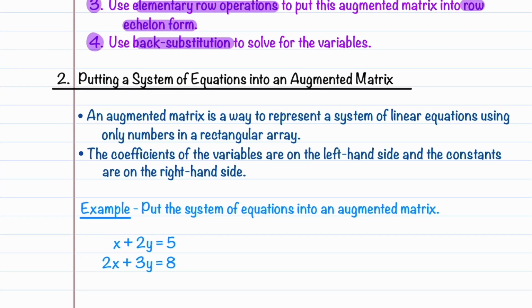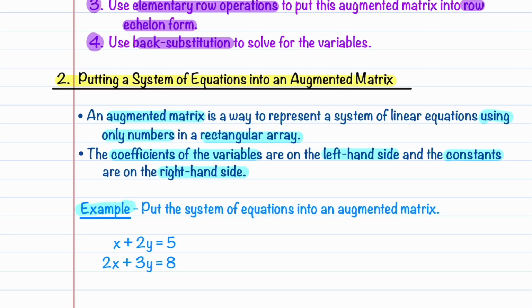We're first going to learn how to put a system of equations into an augmented matrix. An augmented matrix is just a way to represent a system of linear equations using only numbers in a rectangular array. With an augmented matrix, the coefficients of the variables are on the left-hand side, and then the constants are on the right-hand side. Let's look at an example so you can see exactly how this works.